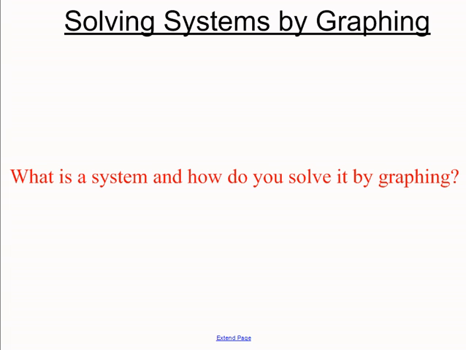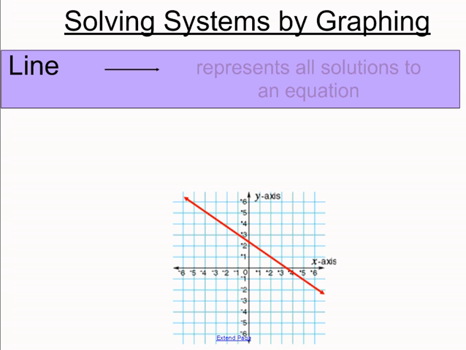Solving systems by graphing. What is a system and how do you solve it by graphing? Well, we have to remember that a line represents all the solutions to an equation. When we draw that line from an equation, we know that all of these points on the line are solutions, whether they cross at a corner or they cross in the middle. So there could be hundreds of thousands of possible solutions to that particular equation.